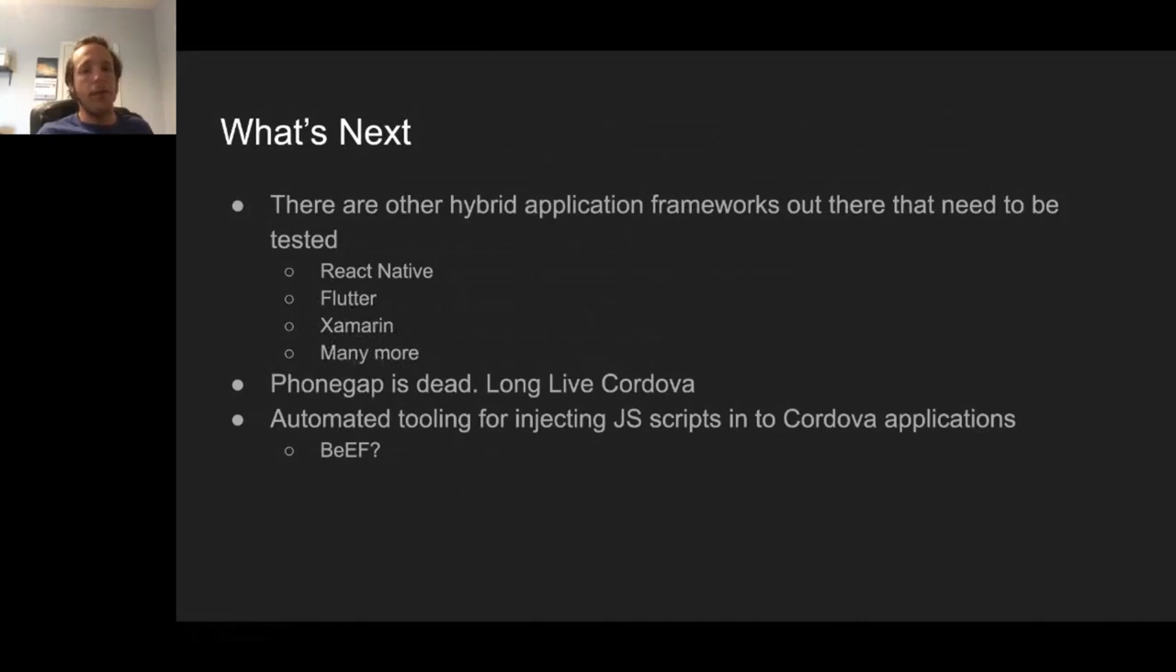As I said earlier, PhoneGap is dead, but Cordova lives. And again, PhoneGap was the Adobe implementation, but the open source Cordova is still present, it still exists, and it's used in a lot of applications. If you look at the market share of these frameworks, Cordova actually has a 60 to 70% market share, I think, of these frameworks. It's quite surprising. There's some other stuff I'd like to do, like hooking a Cordova application with BeEF. I think it'd be really fun. Haven't attempted it yet, but there's a lot of really cool things that can be done to see what kind of attacks we can do against these applications.